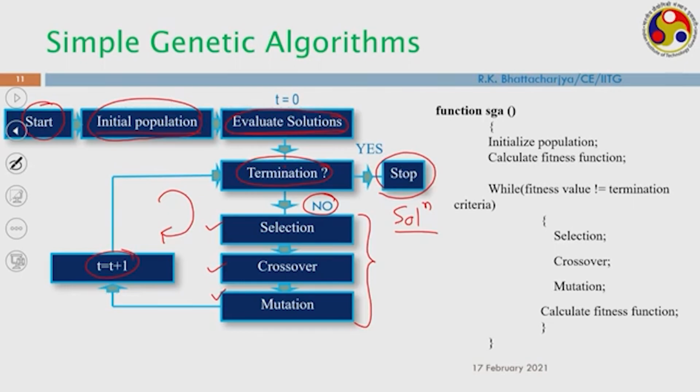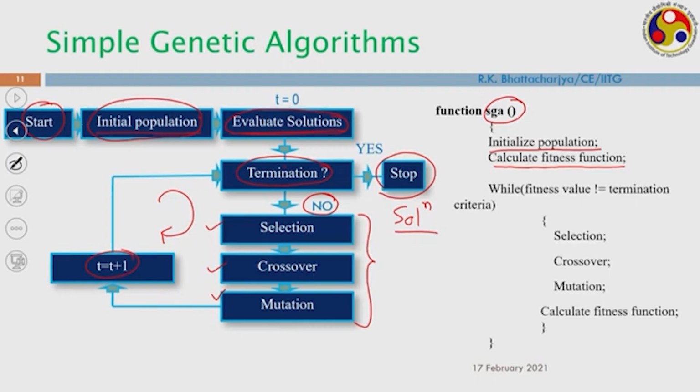I can implement it using some programming language. I can use any programming language, and that also we will discuss. Now this is the pseudocode. The function is SGA, simple genetic algorithm. It starts with an initial population, and then you calculate the fitness function. You assign a fitness value, which shows how fit that particular solution is.